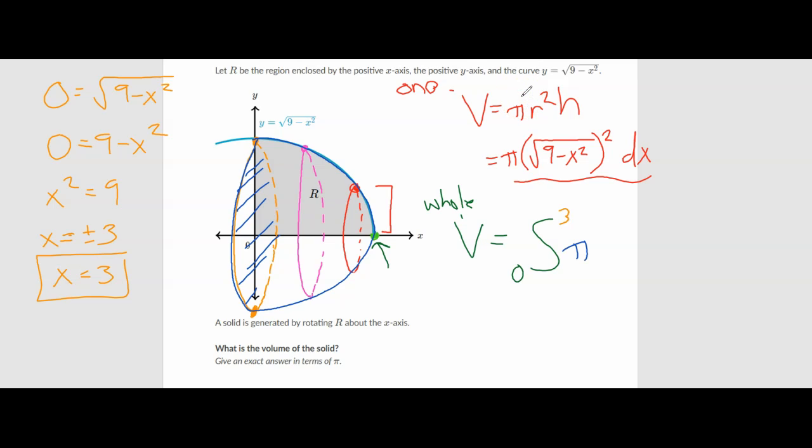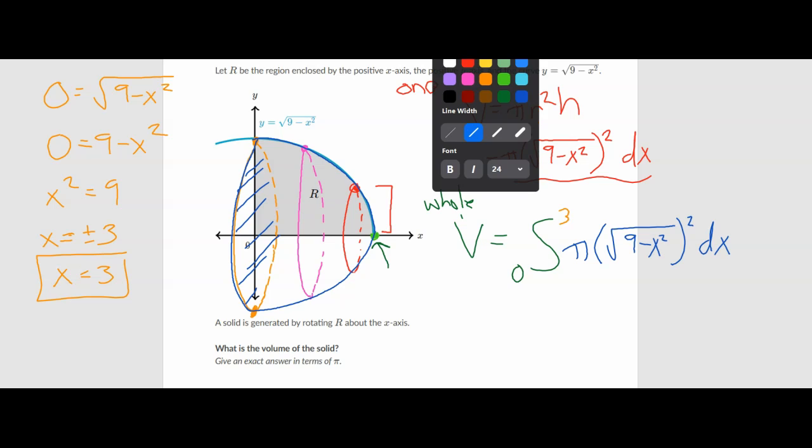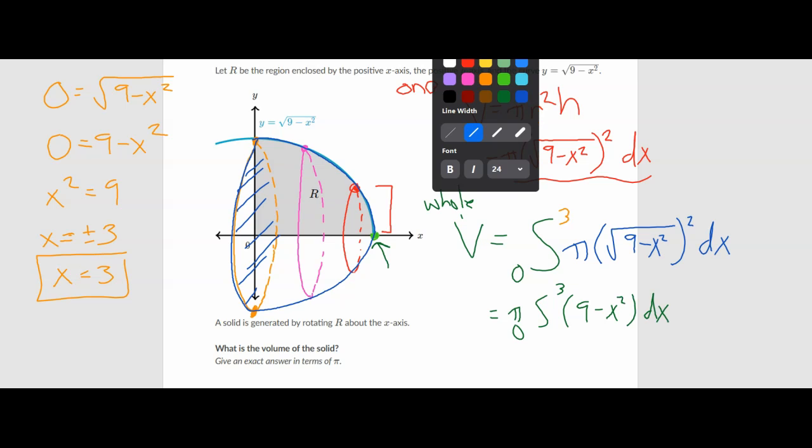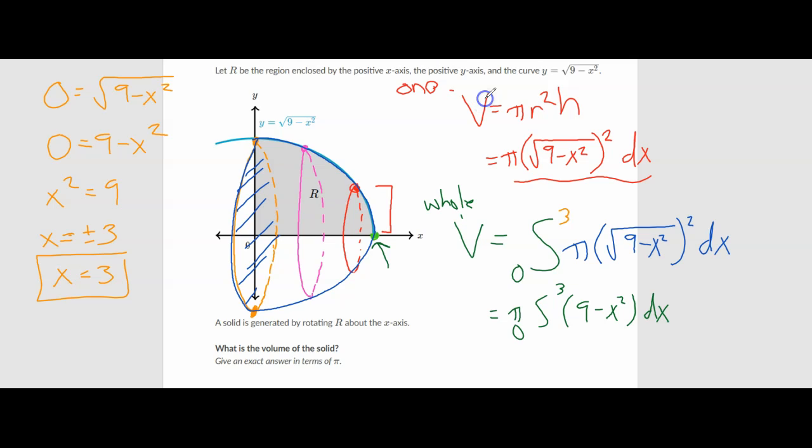Everything else will stay the same. You'll notice there is some simplifying we can do here. We'll do that in our next step. Before I integrate, I will simplify the square root and the square to make things a little easier. You can also pull your pi out of the integral. And this one's pretty straightforward to evaluate. Let's see if I can squeeze it in here.